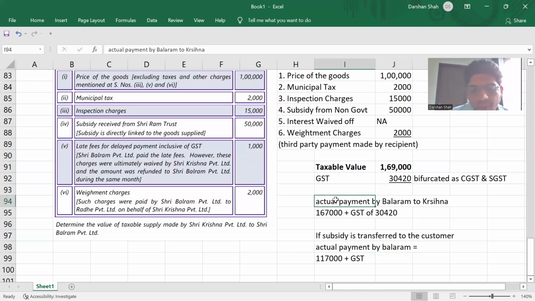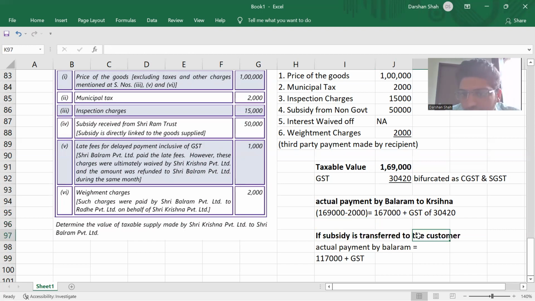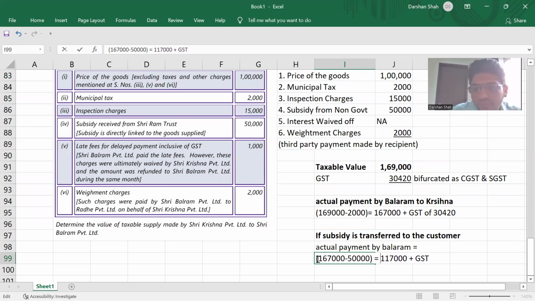For taxable value. For value of goods, we included them. But when the actual payment is made by Balram to Krishna, it will be 1,67,000. How did this 1,67,000 come? 1,69,000 minus 2,000, which were already paid by Balram. And then if the subsidy is transferred to the customer, the actual payment will be even lower. It will be 1,67,000 minus 50,000 subsidy. Understood? So I think Priyanka and Sakshi had the same doubt.